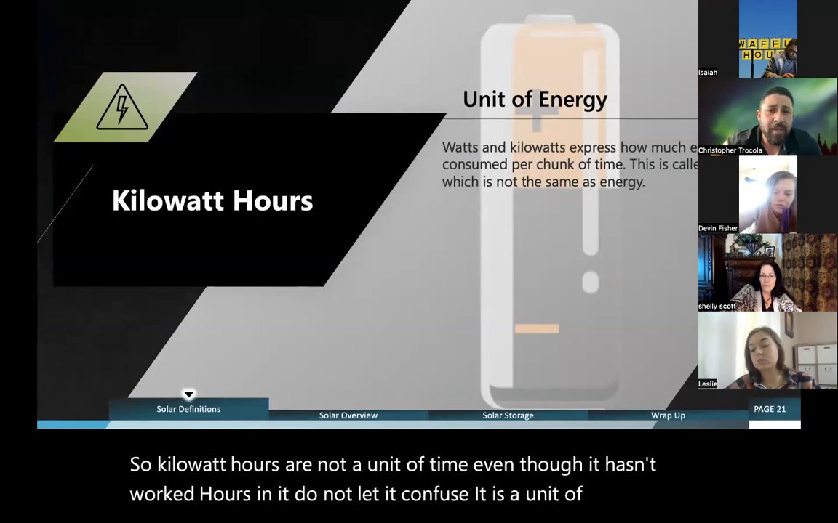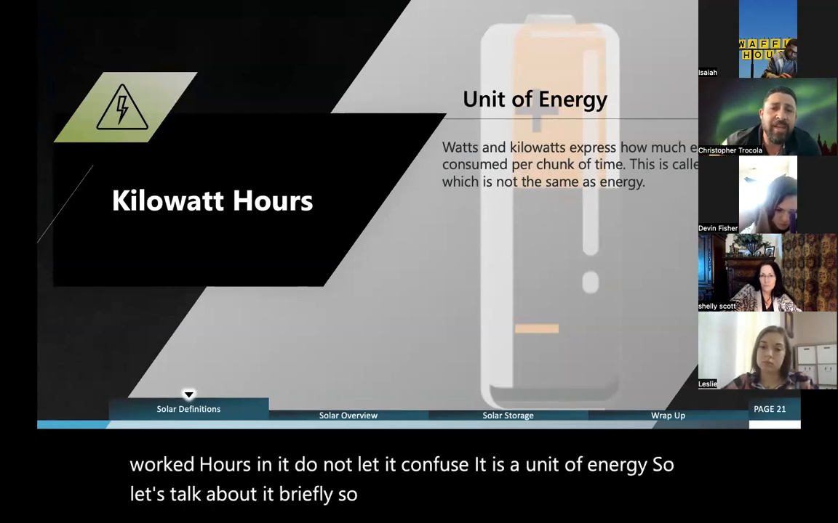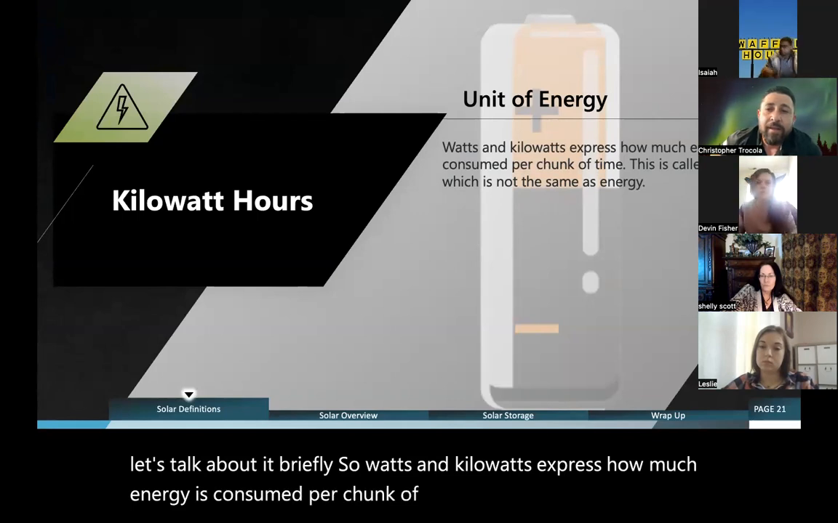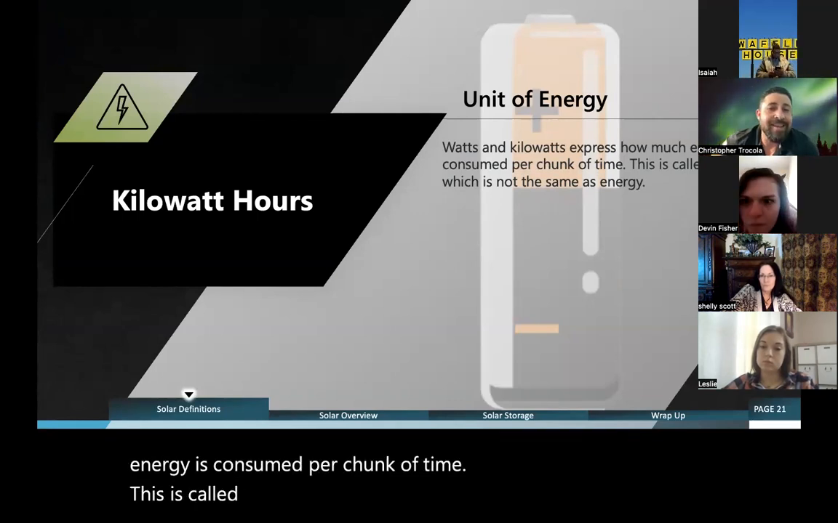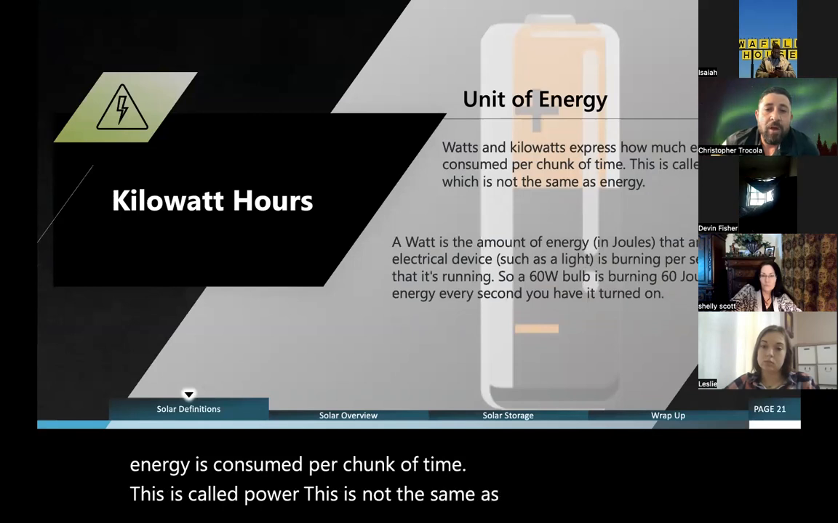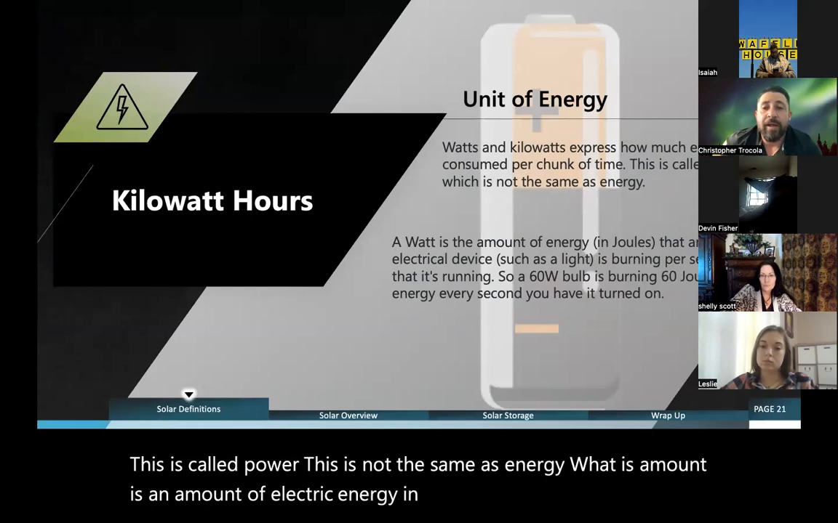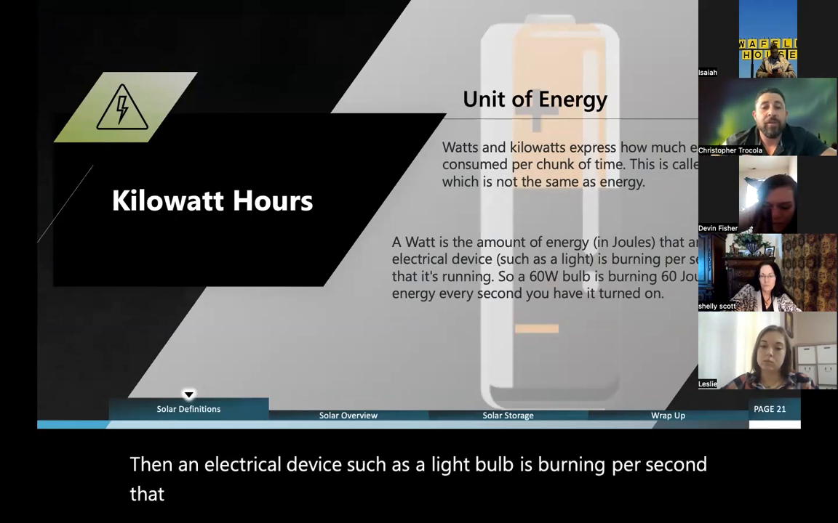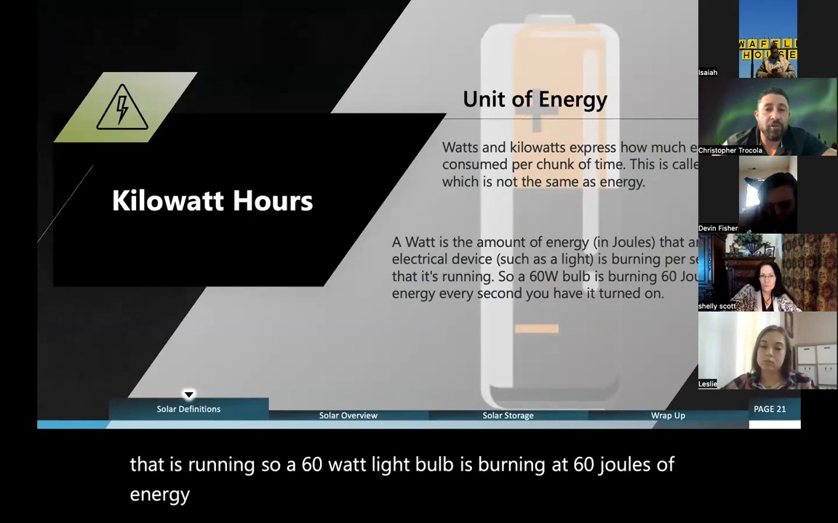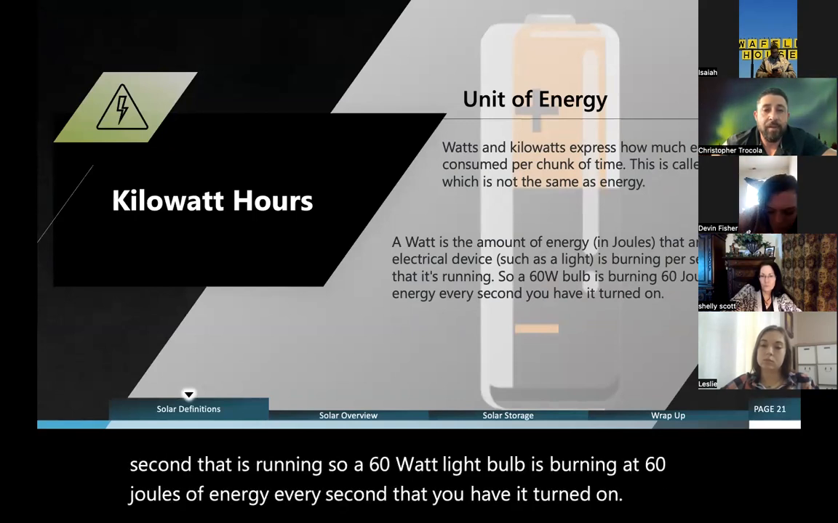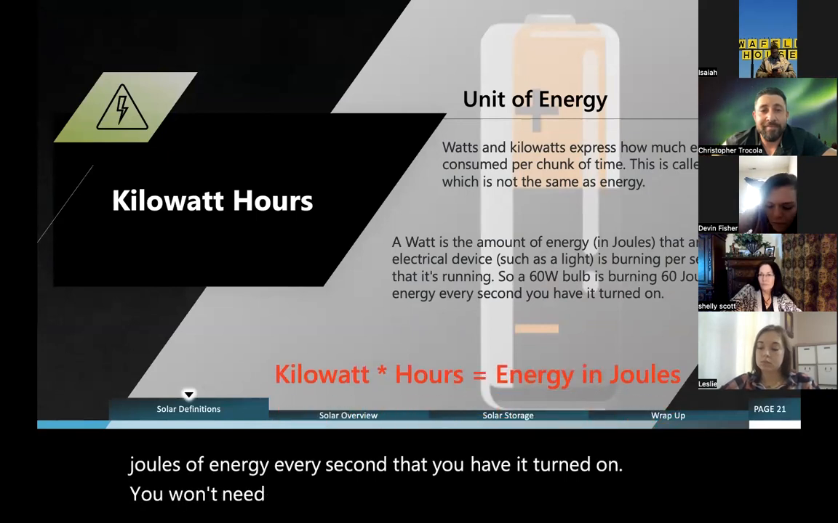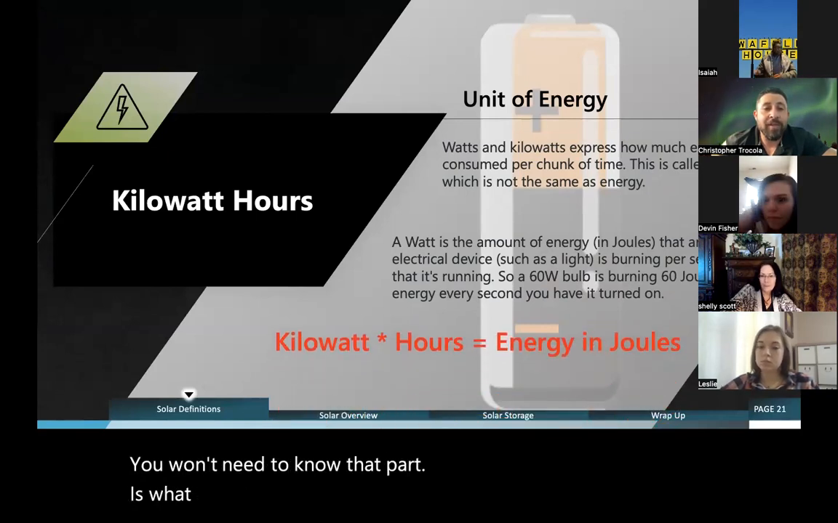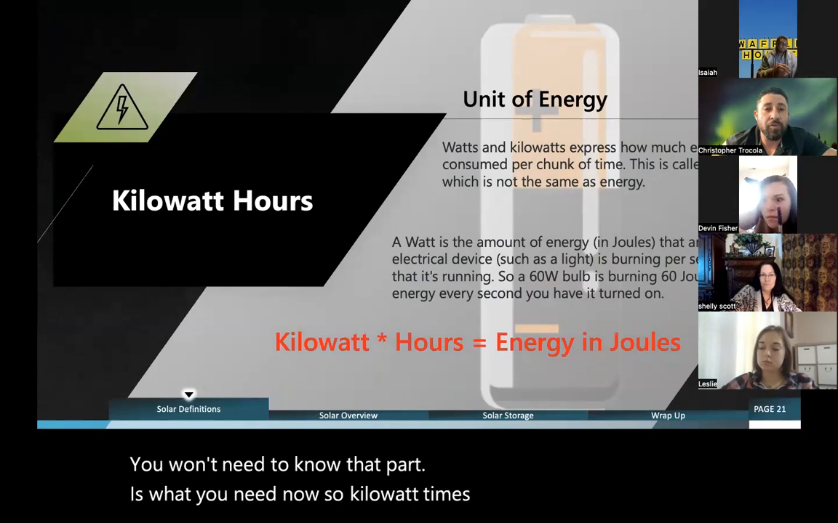So let's talk about it briefly. Watts and kilowatts express how much energy is consumed per chunk of time. This is called power. This is not the same as energy. A watt is an amount of energy in joules that an electrical device such as a light bulb is burning per second that it is running. So a 60-watt light bulb is burning 60 joules of energy every second that you have it turned on. You won't need to know that part. This is what you need to know: kilowatts times hours equals energy.